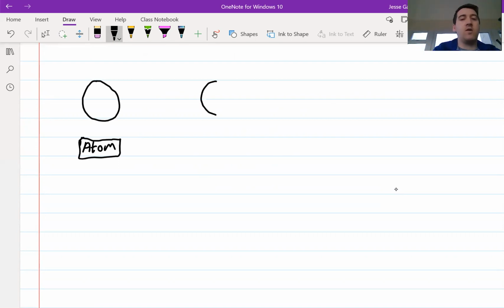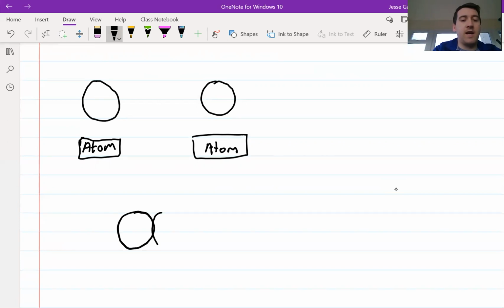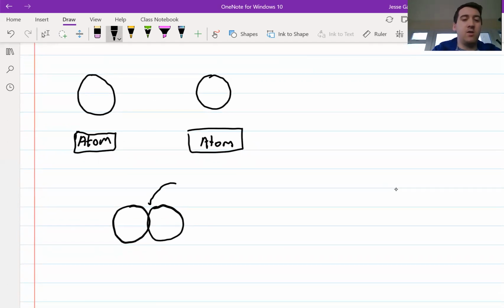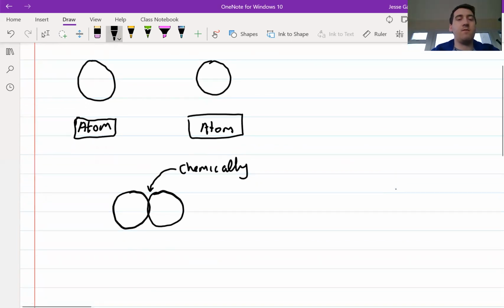Here, I am drawing a second atom. This is a second atom. Both of these are particles. They are atoms. What happens when they come together and they stick together by a chemical bond? They chemically bond together. So this here is showing a chemical bond. This is how we show that they are chemically stuck together.